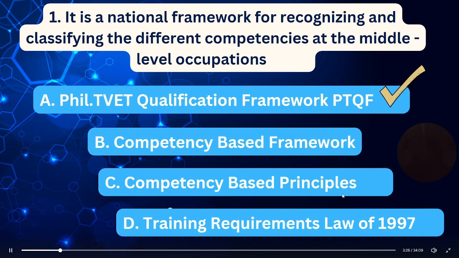The Philippine TVET Qualification Framework or PTQF integrates the three subsectors of the technical vocational education and training or TVET system, which is the formal, non-formal, and informal, as well as provides an equivalency system that would facilitate upward labor mobility to and from these three subsectors.